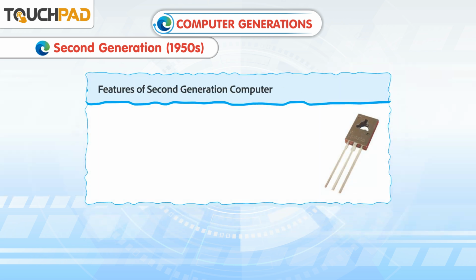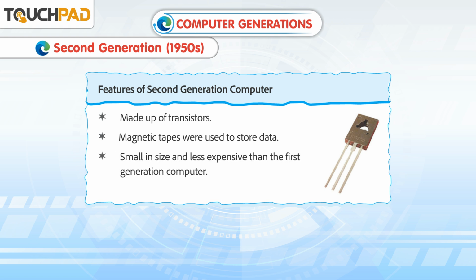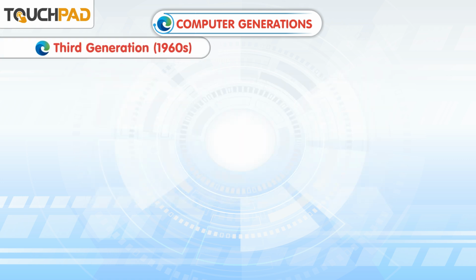Features of second-generation computer: made up of transistors. Magnetic tapes were used to store data. Small in size and less expensive than the first-generation computer. Faster and reliable.